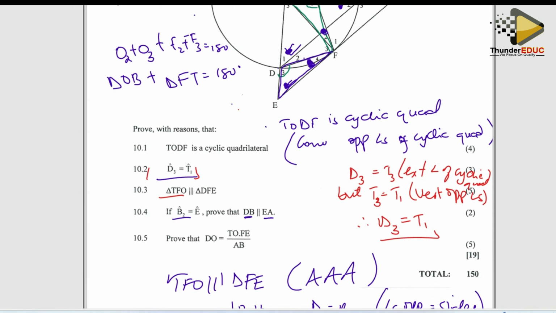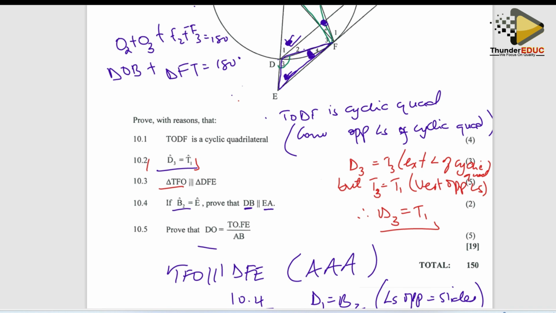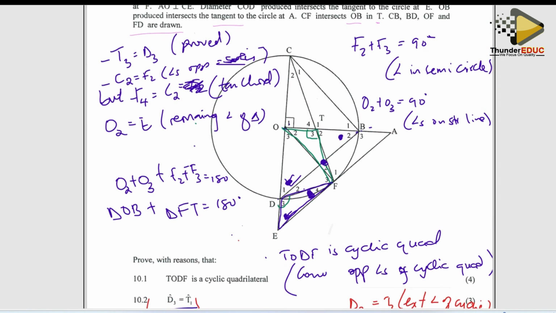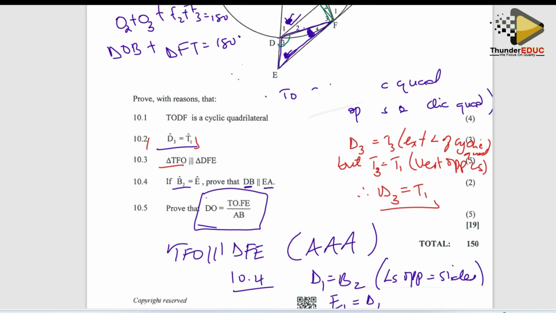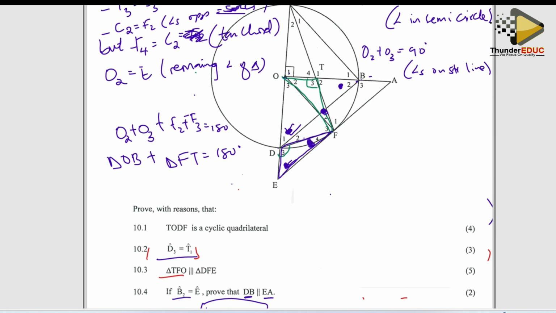And then 10.5, they're asking us to prove that DO is the same as this entire thing. So where can I do that? Let me just erase this. Let's erase that and then finish the paper. Okay, so what we're going to do, I'll start by comparing the sides of the similar triangles. Does that make any impact?